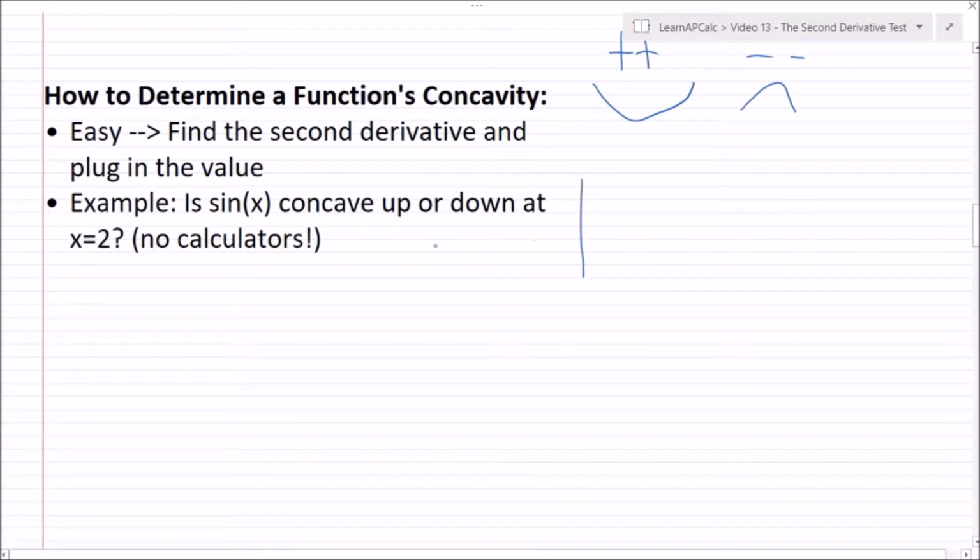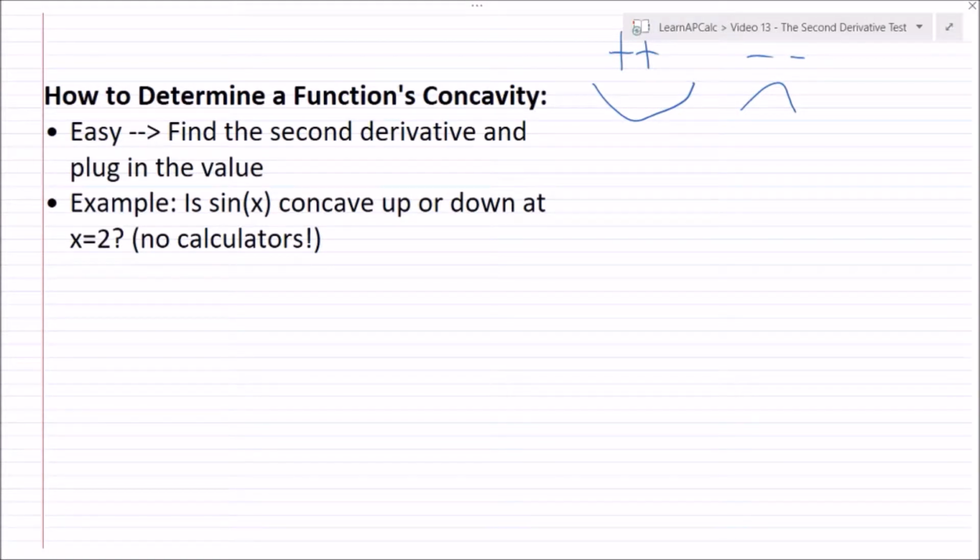So you might remember if I poorly graph sine, that it's constantly changing. Here it's concave down, here it's concave up, etc. So I want to find, is it concave up or concave down at x equals 2? So pause your video, unpause when you think you found the answer.